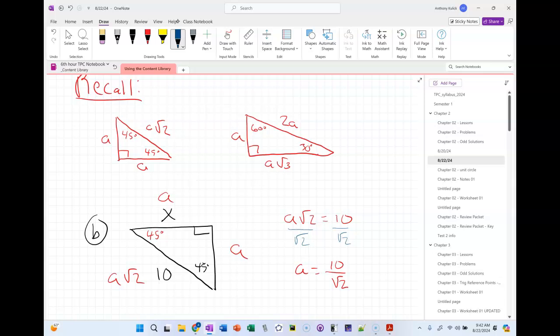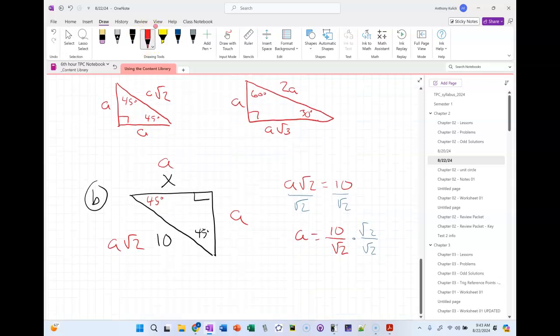Edie? Don't you just multiply the top and bottom by square root 2? That'll do it. Yeah, absolutely. Now it gets a little bit more complicated if there's a sum or difference in the denominator, but if it's just one thing.